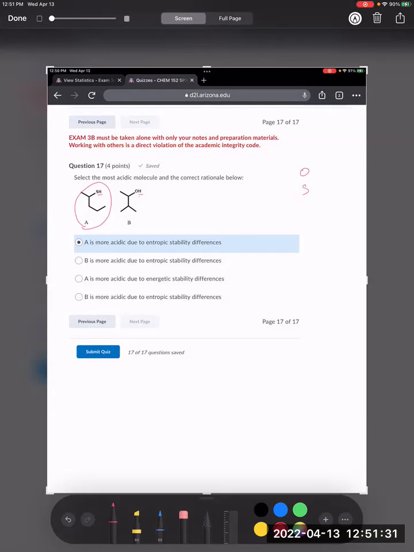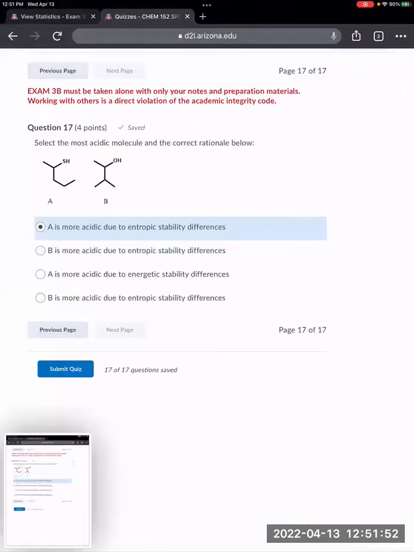So the correct answer is option A. B is out, and A is more acidic, not because of energetics. It's about entropy, because energetics has to do with electronegativity, not the size of the ion. So the correct answer is option A, which is selected already.